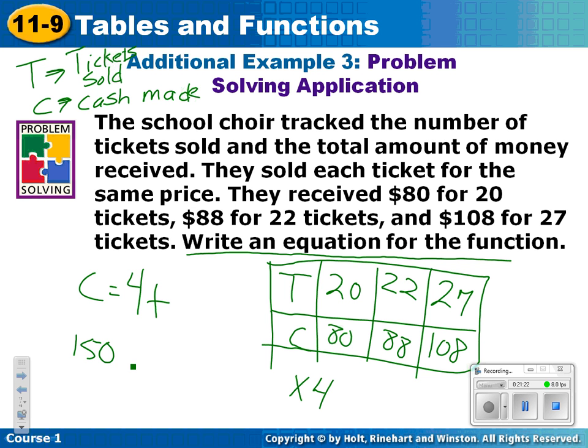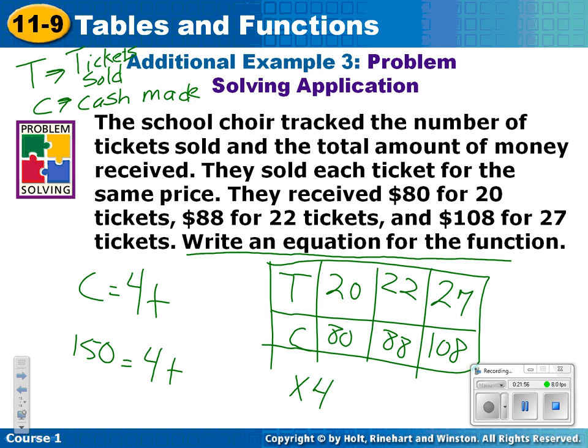I could plug 150 in here, 150 equals 4t, and you know how to solve that problem, don't you? With our algebra rules. Remember our algebra rules? What's rule number 1 of algebra? Oh my gosh, come on, we've done this a gazillion times this year. Rule number 1 of algebra: figure out what's happening to the variable and do the opposite. Rule number 2: you have to do it to both sides.